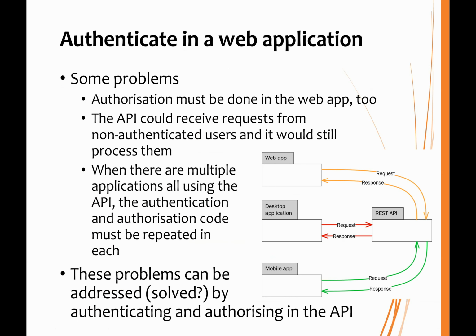But there's a couple of problems associated with this approach. The authorization is being done in the client. And therefore, if we have multiple clients, that authentication and authorization is being repeated in each of these clients. So we're going to have to write the same code multiple times in different types of client. Therefore, it would be much better to write the authentication and authorization code in the REST API so that it's written once and then it can be used from any type of client.